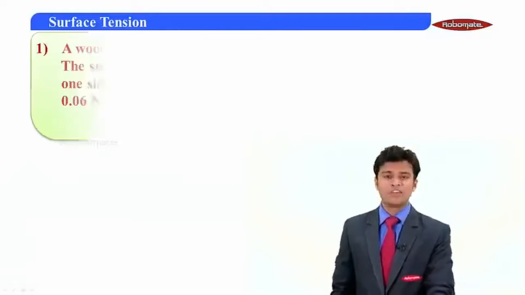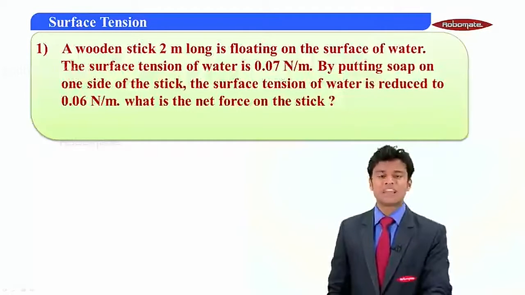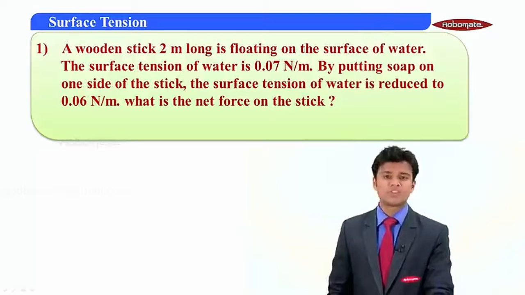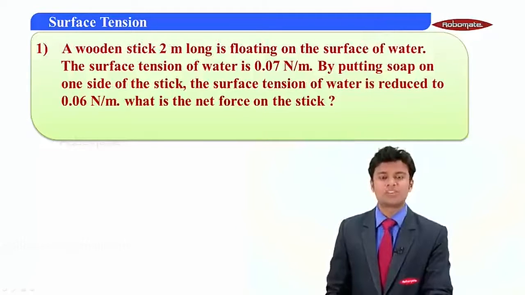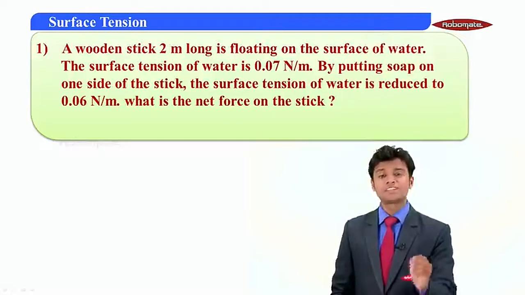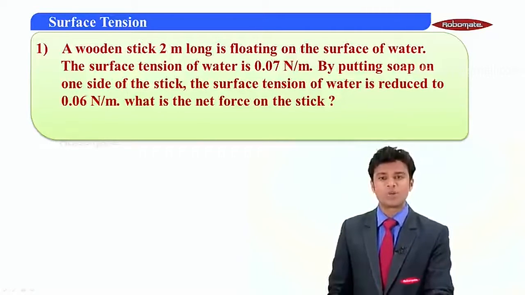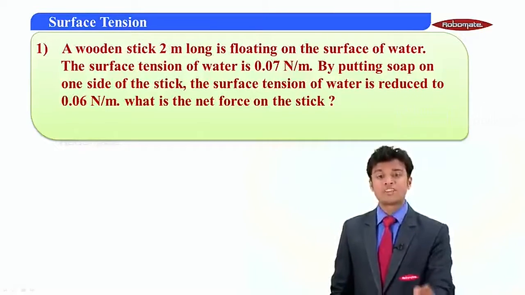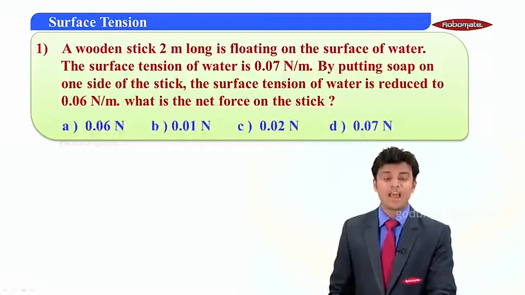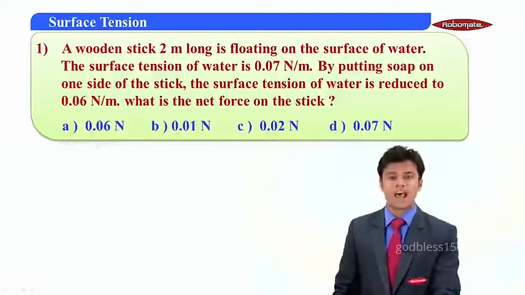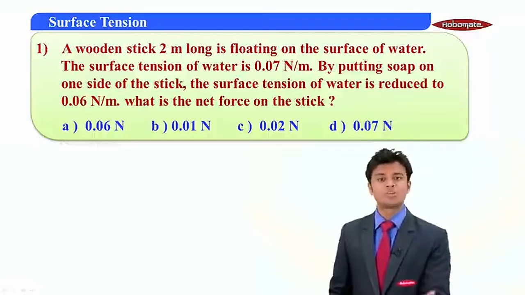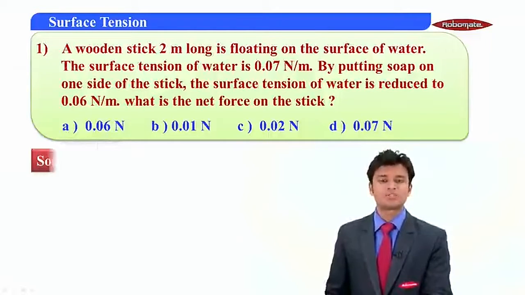Now let us go through the very first question. A wooden stick 2 meter long is floating on the surface of water. The surface tension of the water is given to us as 0.07 newtons per meter. By putting soap on one side of the stick, the surface tension of water is reduced to 0.06 newtons per meter. What is the net force on the stick? The four options are 0.06, 0.01, 0.02 and 0.07.